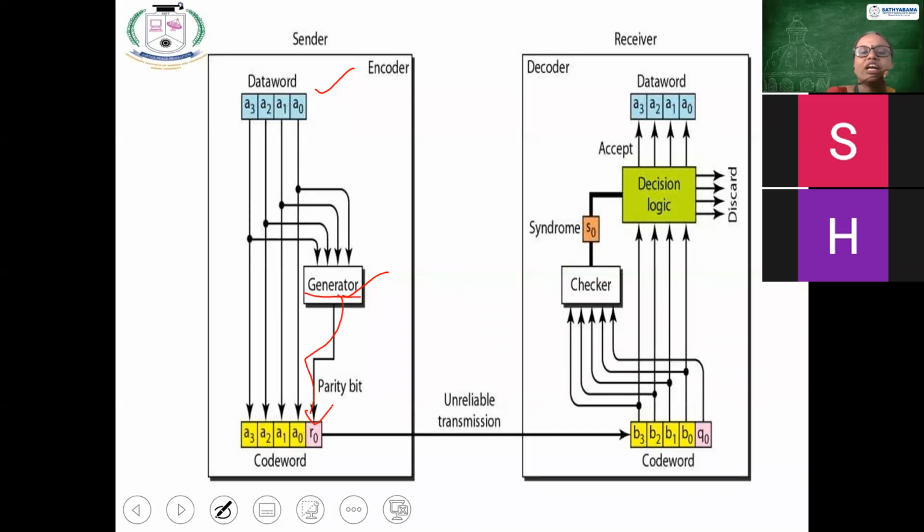Very simple. If an even number of ones is there, then automatically my parity bit is 0. If an odd number of ones is there, my parity bit is 1, because my data should always consist of an even number of ones. If an even number of ones is not there, then automatically my receiver will discard the data.